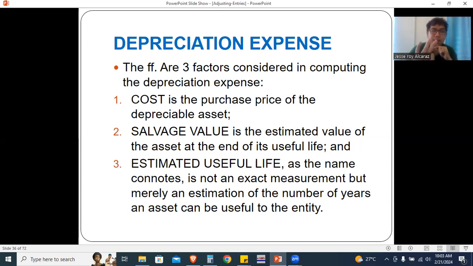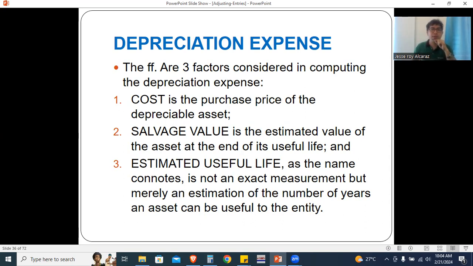So there are 3 factors to consider in relation to depreciation expense. Cost or the purchase cost of the property, the salvage value, and then the estimated useful life. So the cost is simply the purchase price, the historical cost of the asset. So for example, if you purchased it 5 years ago at 5 million pesos, then 5 million pesos is your purchase cost. Now, salvage value.